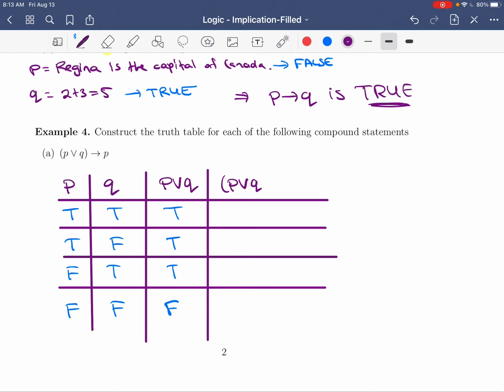And now P or Q implies P, so the full statement: this is the premise, this is the conclusion. So true implies true, that's true. True implies true, that's true. True and then a false, that's where it's false, when the premise is true but the conclusion is false. Down here I have false implies false. So when the premise is false, I get true automatically. So that would be my truth table here.